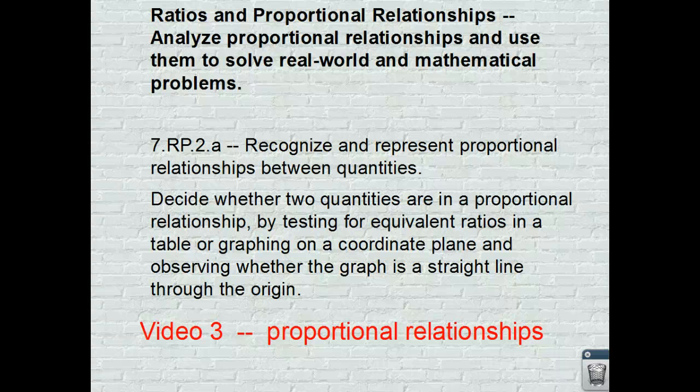Okay, 7.RP.2.a, this is 7th grade, ratios and proportions, standard 2, subpart A. We are in video 3, and today we're talking about proportional relationships. We're going to be able to decide whether or not two quantities have a proportional relationship, and we're going to be doing that by testing for equivalent ratios in a table or graph.